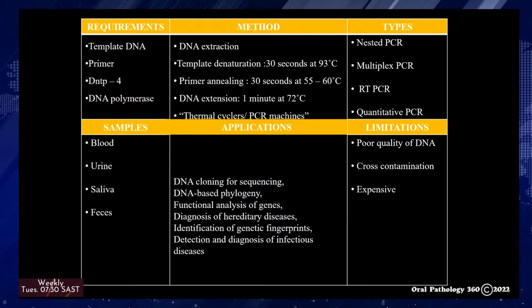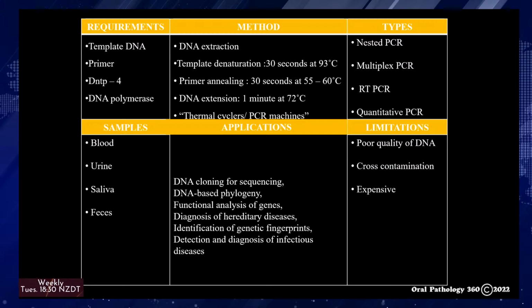Requirements for PCR are template DNA, primer, deoxynucleoside triphosphate, and DNA polymerase. The method includes extracting DNA followed by denaturation of the template for 30 seconds at 93 degrees Celsius, annealing of the primer for 30 seconds at 55 to 60 degrees Celsius, and extension of DNA for 1 minute at 72 degrees Celsius. The machine used in conducting PCR is called a thermocycler.